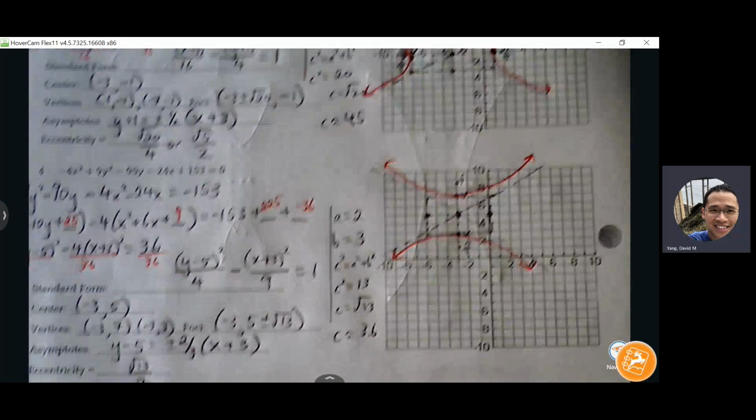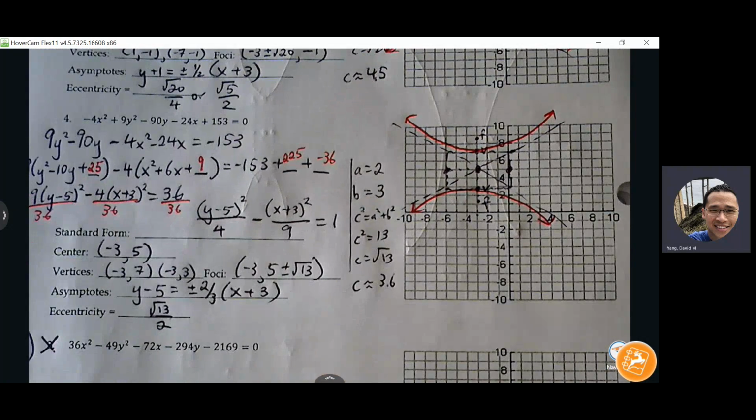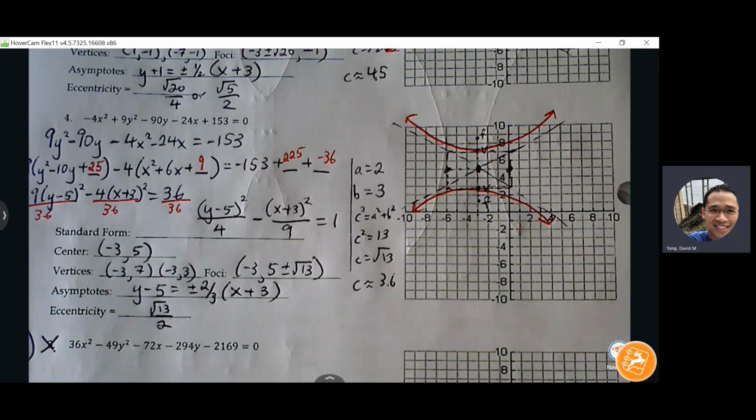Is the equation always going to end up being subtraction? If it's a hyperbola, yes. With a hyperbola, your x squared and y squared will always show different signs, which will always force a minus to show up between your x and y terms.